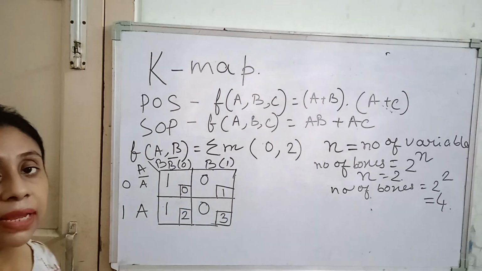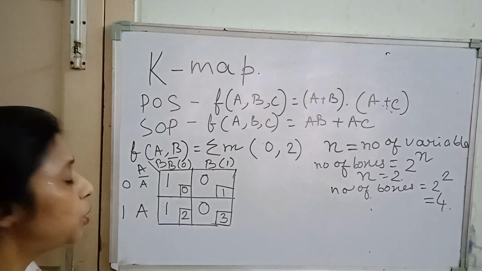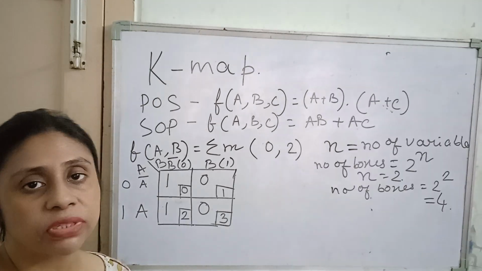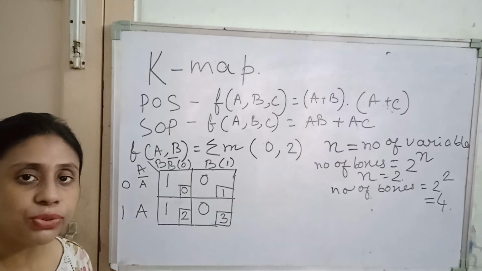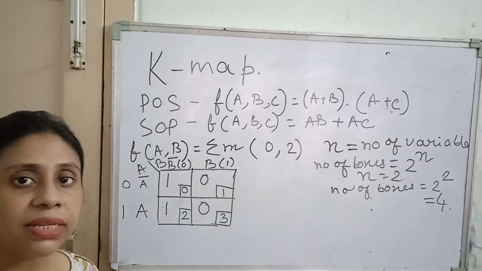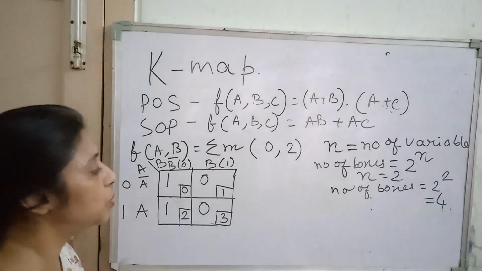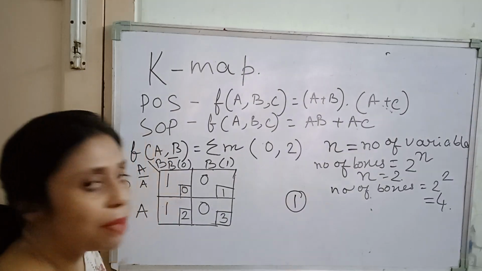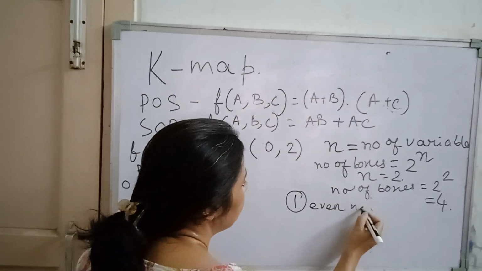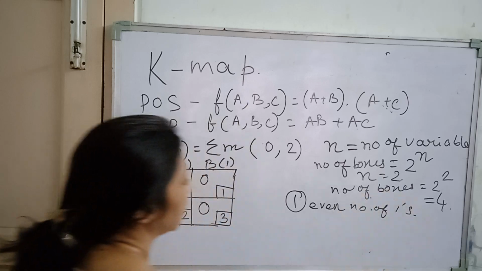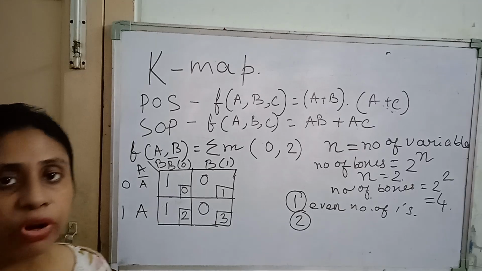Now the next important thing in case of Kmap is grouping. You need to group the maximum possible number of ones. But while you are making groups, you need to keep certain important things in mind. One is the number of ones. The first rule of grouping is the number of ones should be even. Even number of ones.